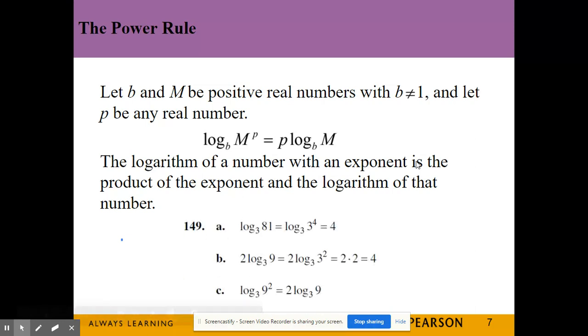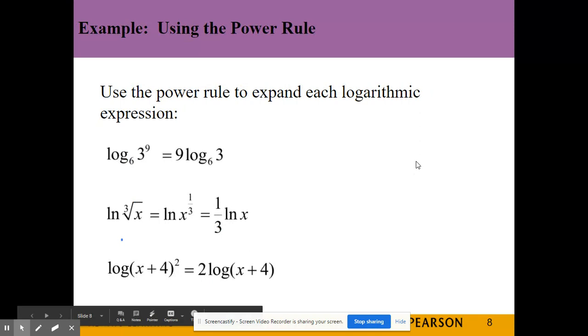And the best example down here that you can see is part C. You have 9 squared, okay, on the inside. That 2 becomes multiplication on the outside. Again, these are already done, so let's just talk them through. You will have several examples to try in a moment, so I think that's okay.